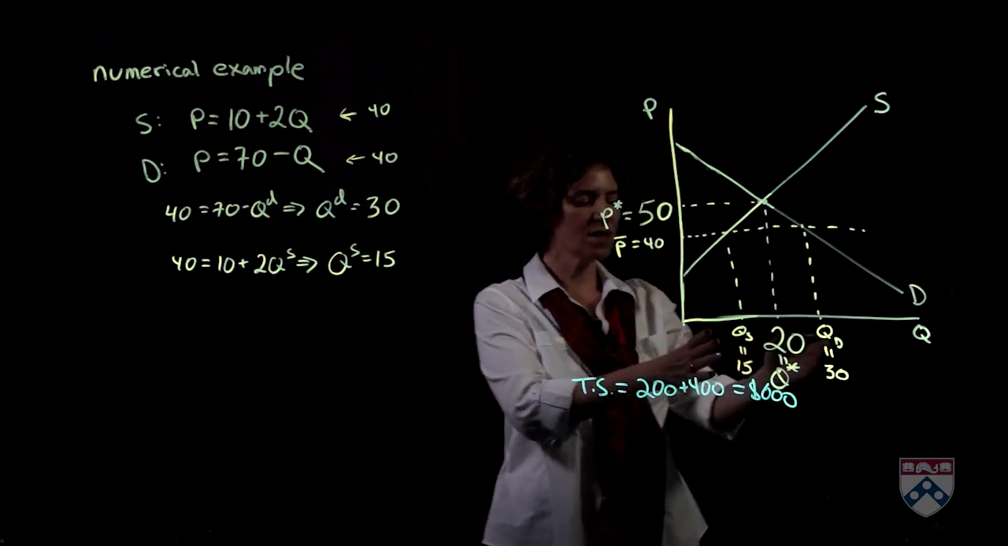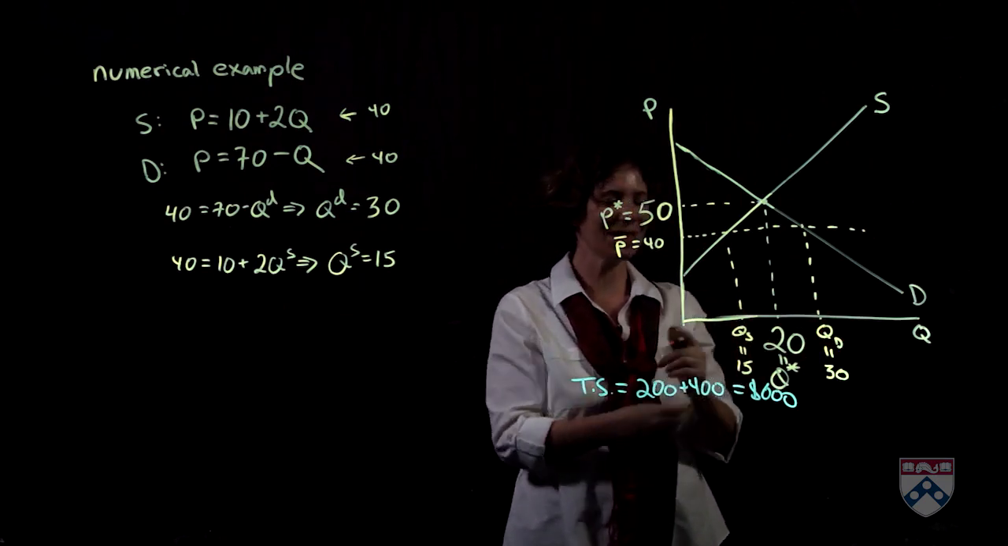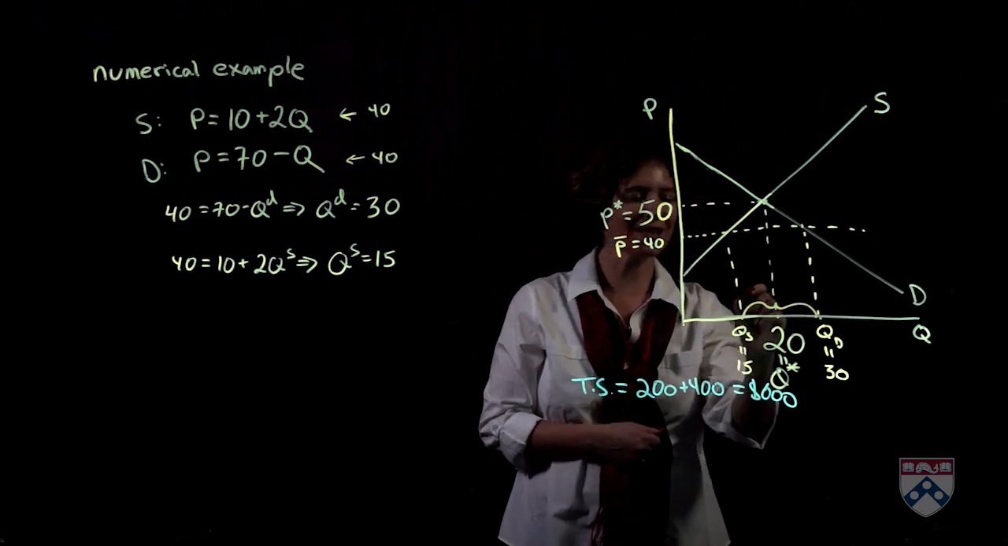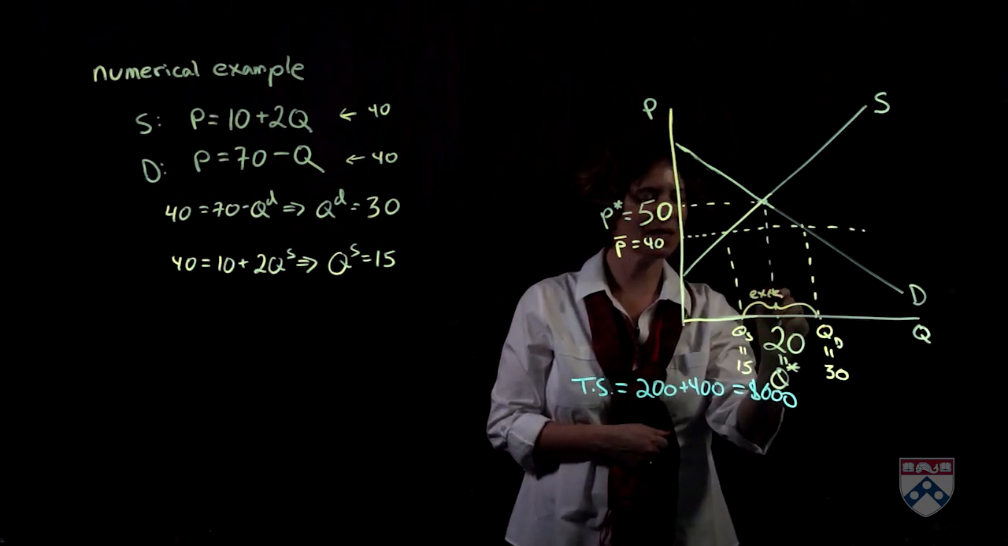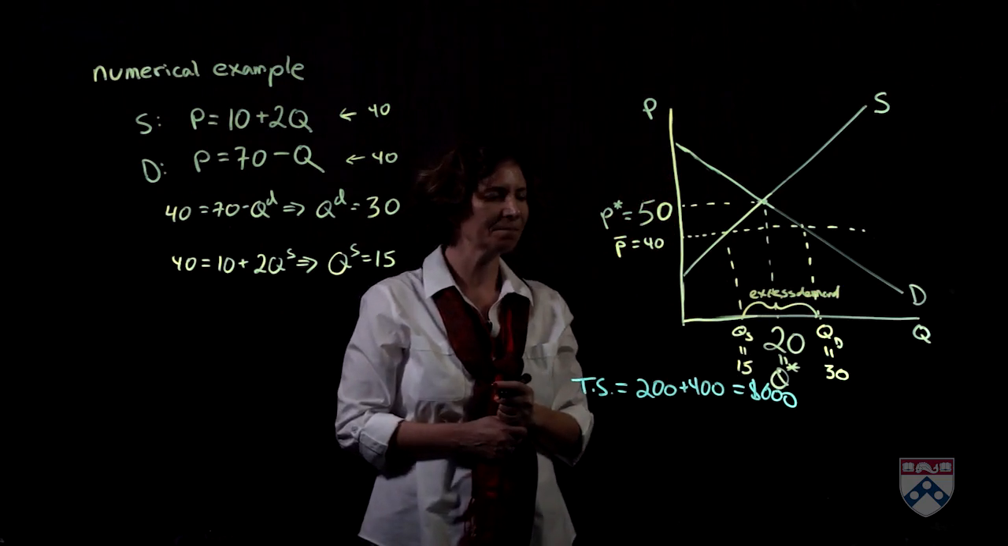So we can see that quantity demanded exceeds quantity supplied, and again, we have a shortage or excess demand. And in this particular case, we have excess demand of exactly 15 units. 30 minus 15 is 15.